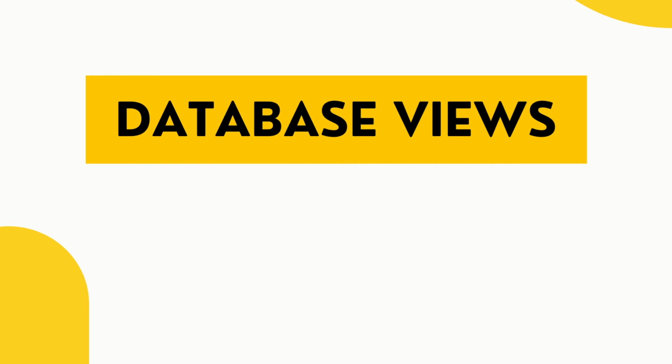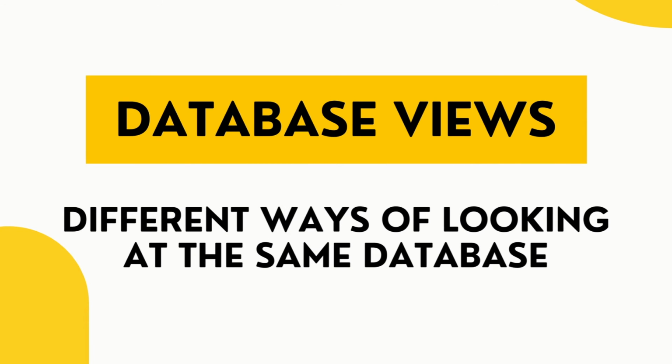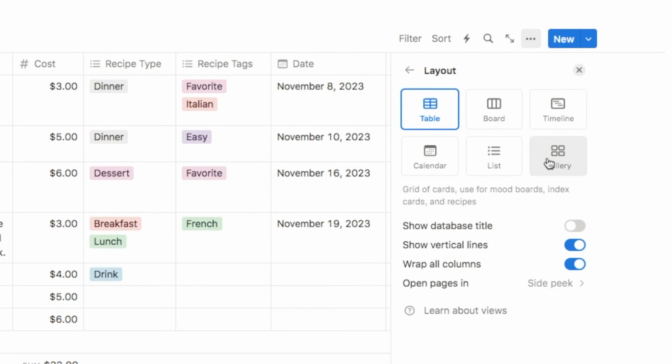So next I want to talk about database views. So views are essentially just different ways of looking at the same database. Now, there are currently 6 different ways to view a database, and I'm going to cover each one right now and explain why you might want to use one over the other.